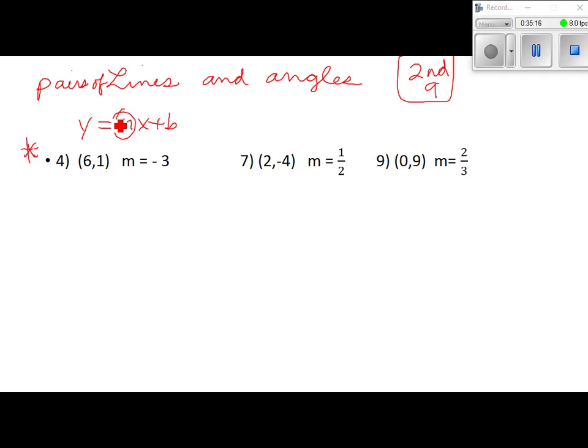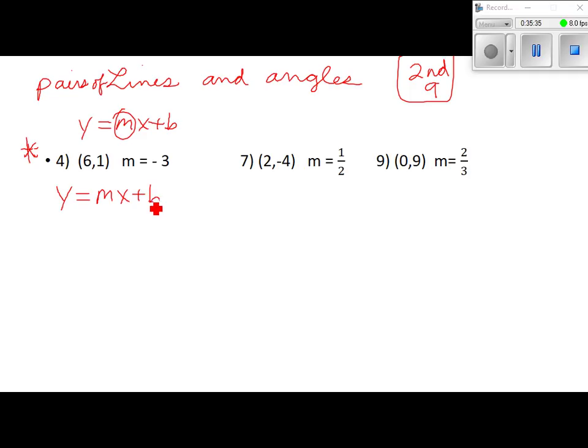We could do what with it? We could draw a graph. We don't want to do that. It takes too long. Easier way. You take that equation, y equals mx plus b, and you fill in the numbers that you know.